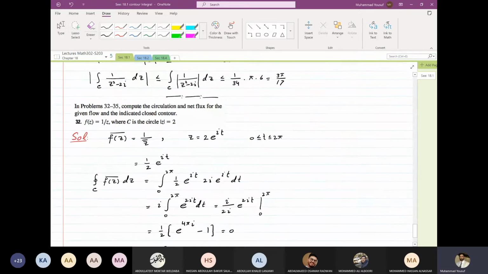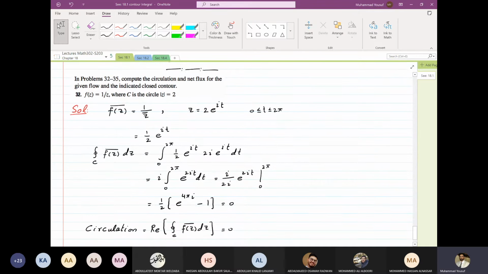Next problem is to compute the net flux and circulation. Actually, we are doing this in every question. We are evaluating the integral, and the real part is circulation, the imaginary part is net flux. But okay.